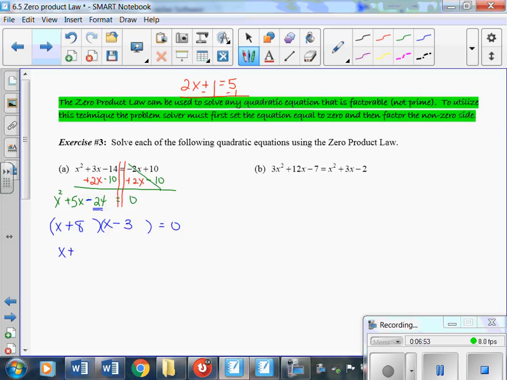So we know that x plus 8 has to equal 0, or x minus 3 has to equal 0. Again, minus 8 from both sides, and x is equal to negative 8. Add 3 to both sides, and x is equal to positive 3.